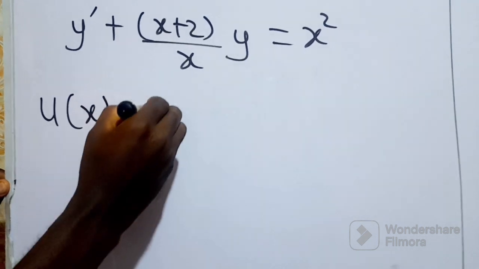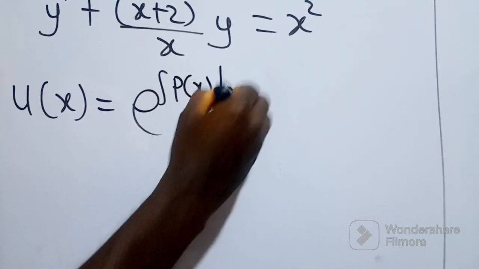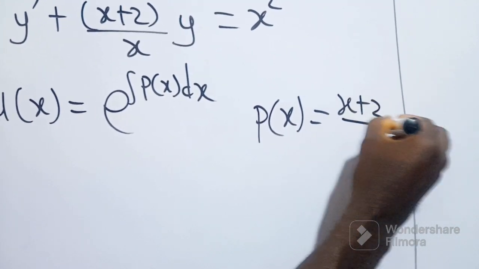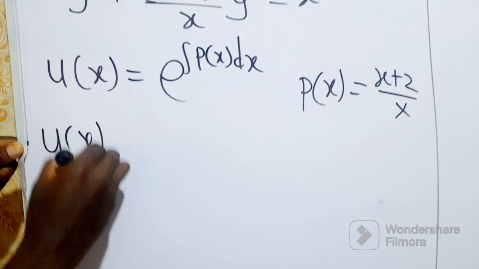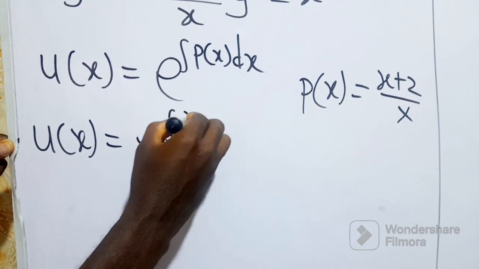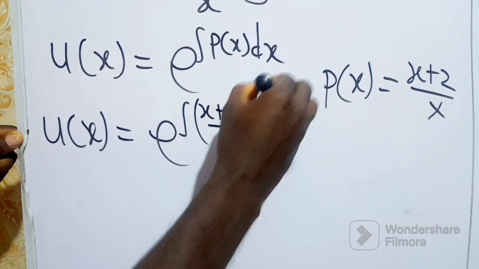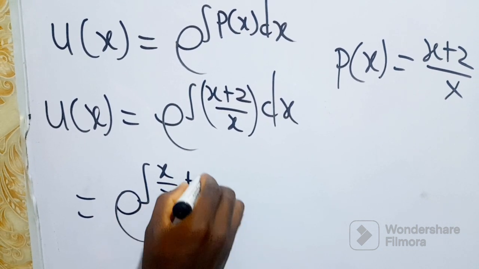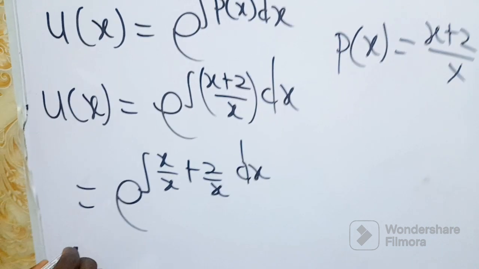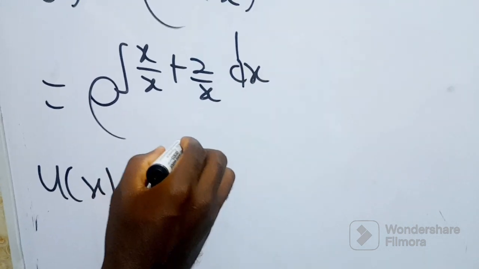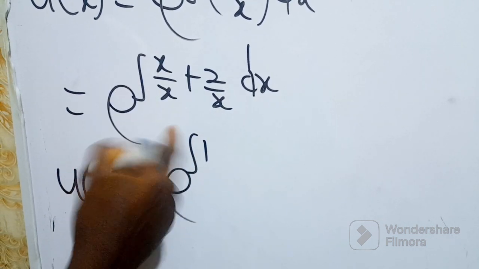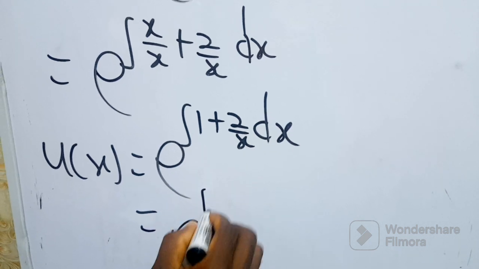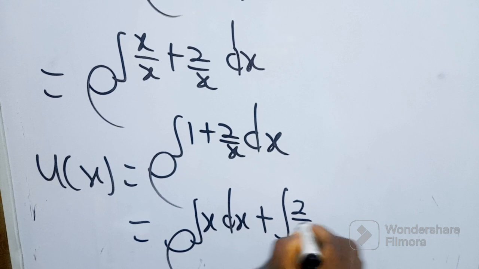So our u of x is e exponent the integral of p of x dx. I've said it many times that our p of x becomes the coefficient of the y term, and that's (x plus 2) over x. So we can say our integrating factor u of x is equal to e exponent the integral of (x plus 2) over x dx. We can rewrite this by dividing each term by x: the integral of x over x plus 2 over x dx. So u of x can be simplified as e exponent the integral of 1, since x divided by x is 1, plus 2 over x dx, which we can rewrite as e exponent the integral of 1 dx plus the integral of 2 over x dx.